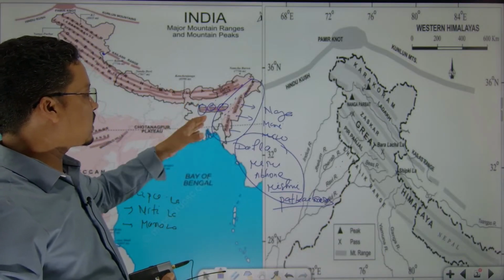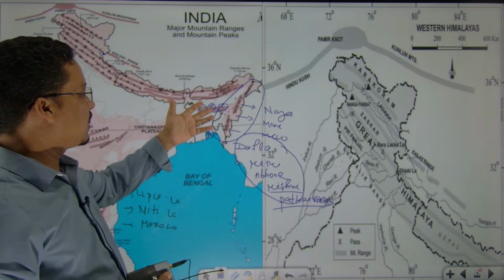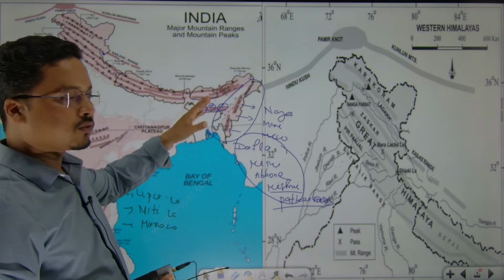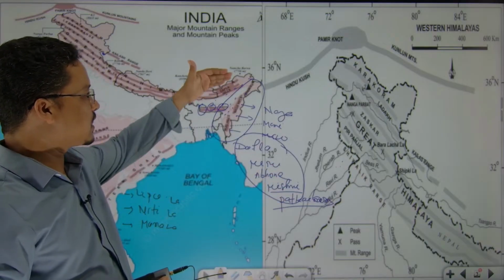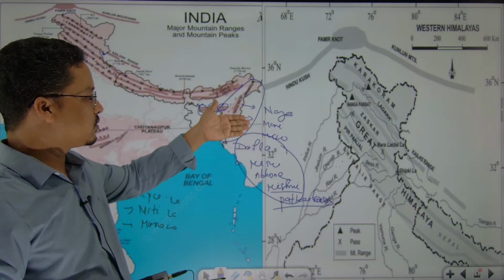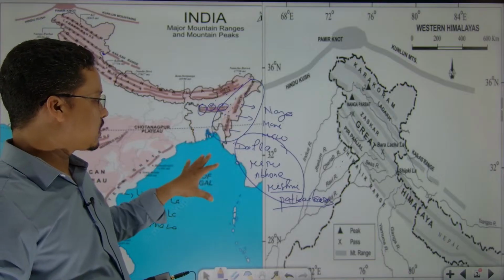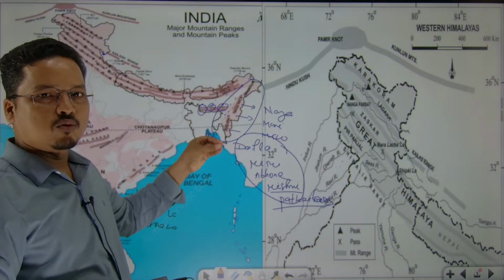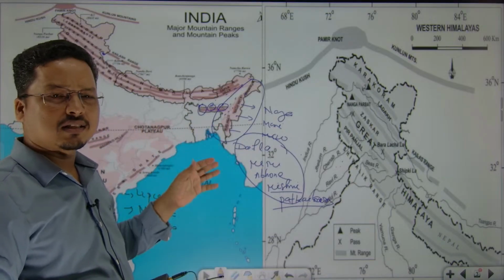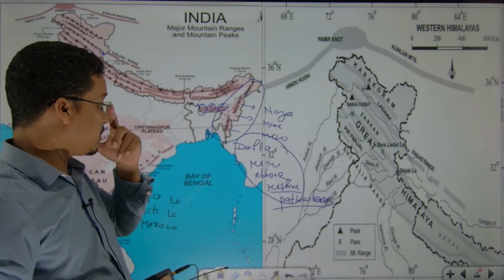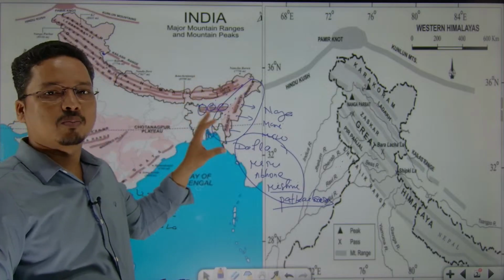The Garo's highest peak is Nokrek, and in Khasi it is Shillong peak. So these are also important. Then Dafla, Miri, Mishmi, Abor, Patkai Bum are in Arunachal Pradesh. Naga Hill is also there. Manipur and Mizo are hills also there. The Mizo Hill is sometimes also called the Blue Mountains. So these are the mountains in the northeast region we have covered. Together they are called the Purbanchal system.